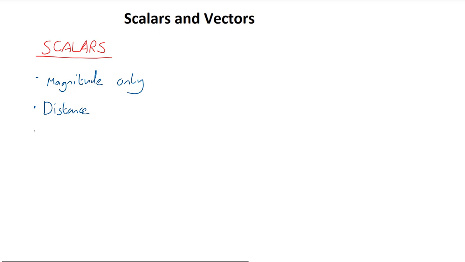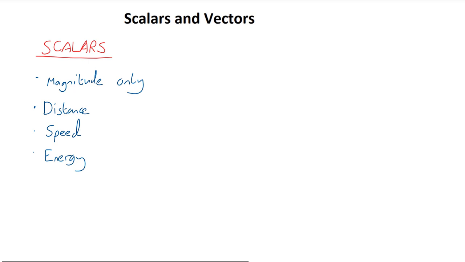We can also say that a car is going, for example, 80 miles per hour. Again, no direction, it is a scalar. We can say something has a certain amount of energy, and again, there is not a direction associated with that, and that is again a scalar.